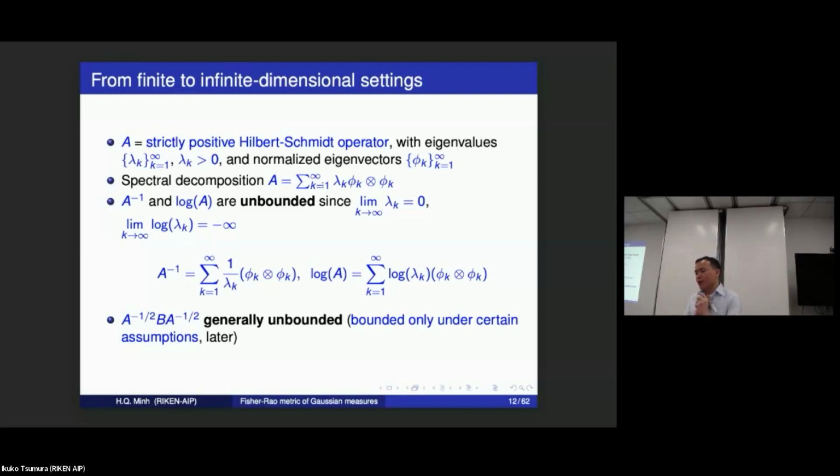The problem in the infinite dimensional setting is that the eigenvalues go to 0, and so A inverse will be unbounded. The log of A is also unbounded, because log lambda can go to negative infinity.